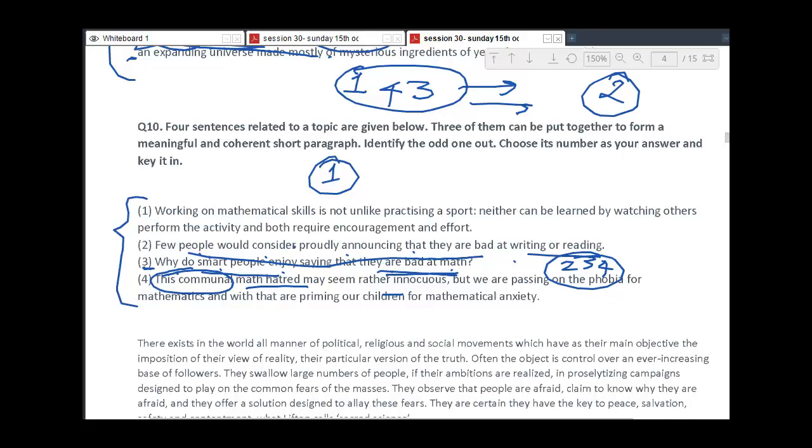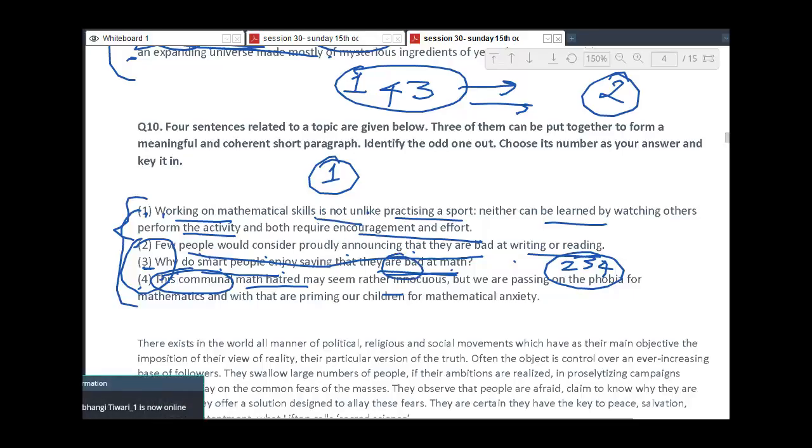Why not 2? See, working on mathematical skills is not unlike practicing a sport. Neither can be learned by watching others perform the activity, and both require encouragement and effort. So how does it connect with the other sentences? I can't connect 1 with 4 because there is no hatred as such. I cannot connect 1 with 2 because being bad at maths and working on mathematical skills are 2 different things. So I am having difficulty connecting 1 with the other 2.